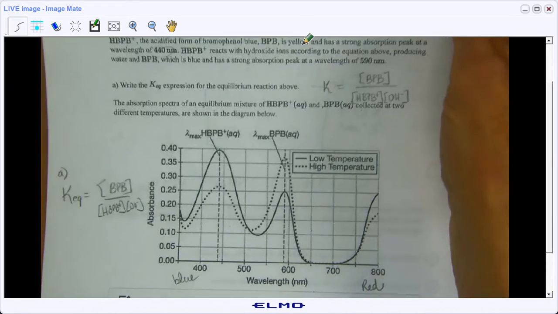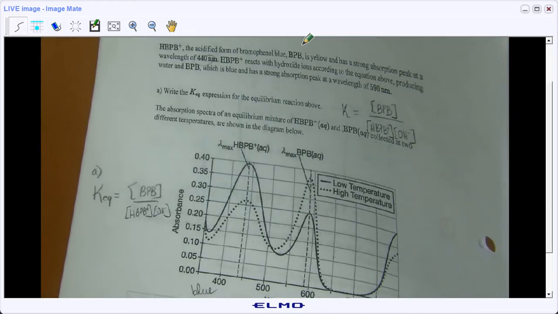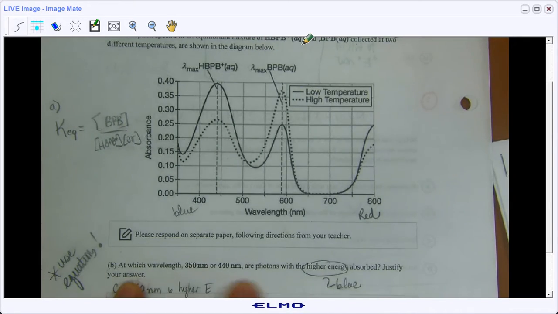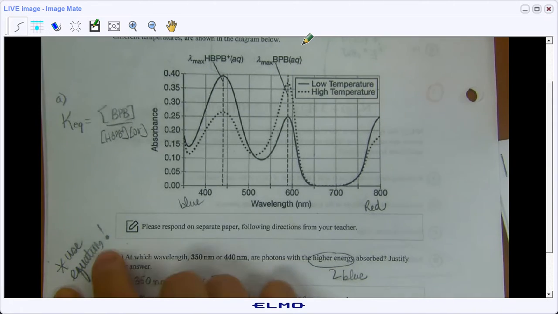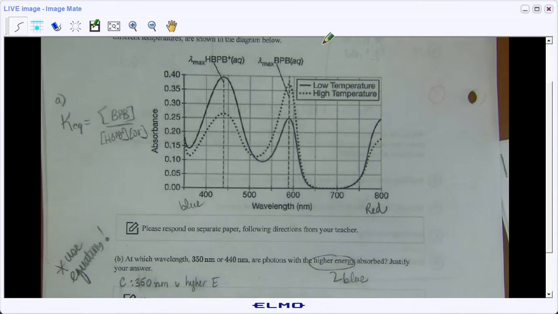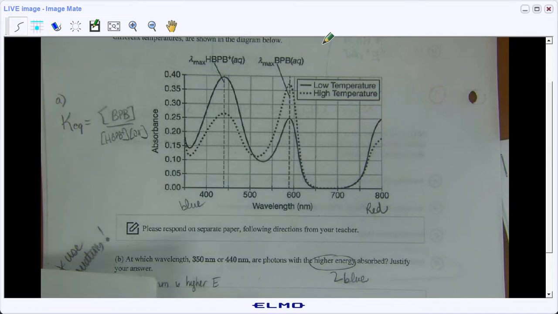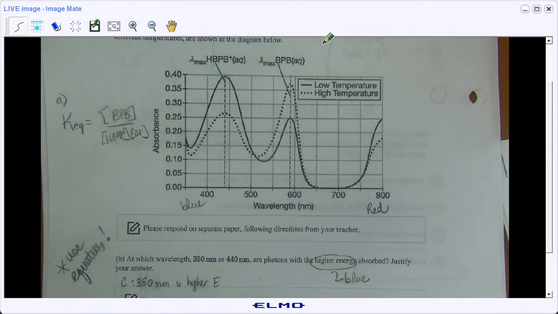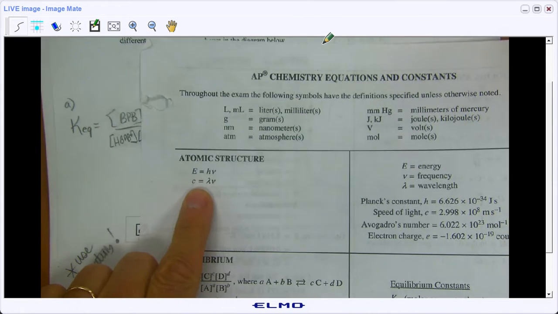There's letter A. Number B: at which wavelength are photons with the higher energy absorbed? And I want to say use equations. You have an equation sheet that has two different equations that you can use. I want to just point out what they are. They're right here, these two equations right here.